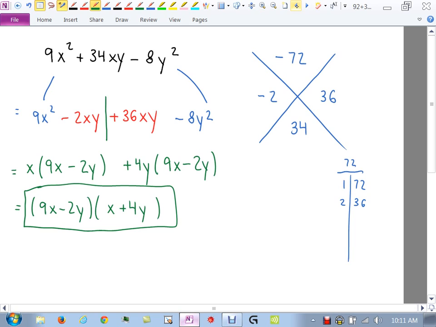I think we'll do one more example, and then we're going to move to another section. Do I need to leave that up, or we're good? Okay, how about this one? y squared times, in parentheses, x plus 2, minus x plus 2.